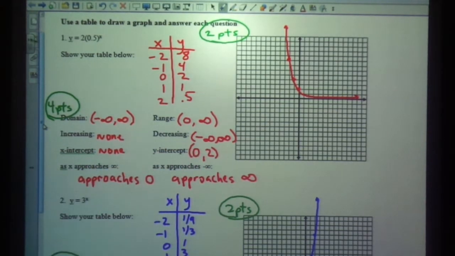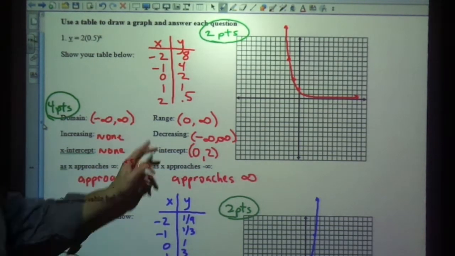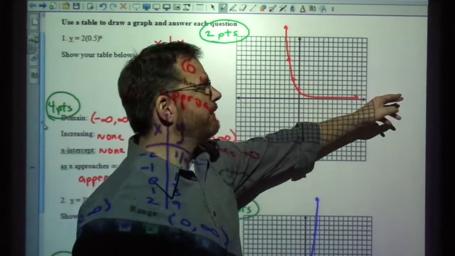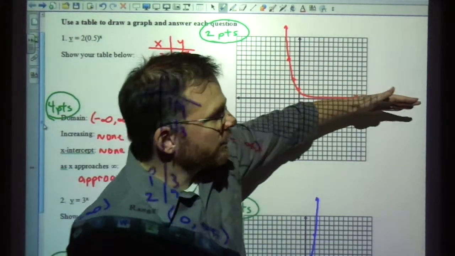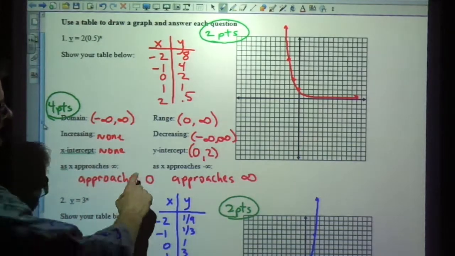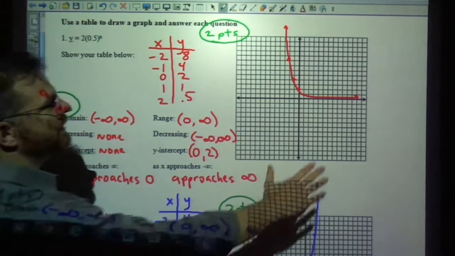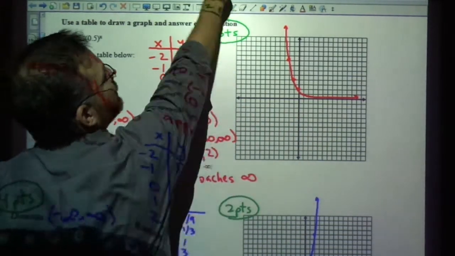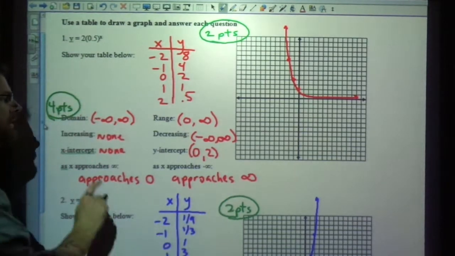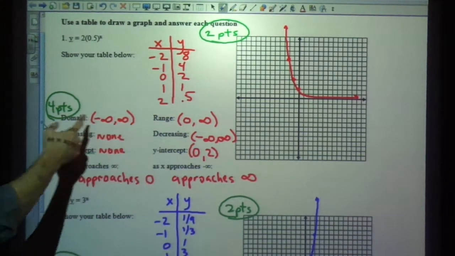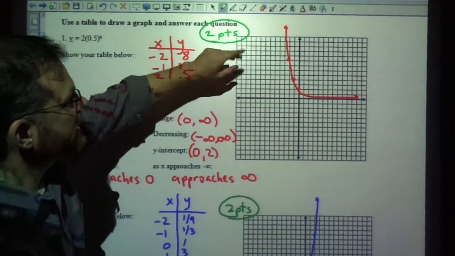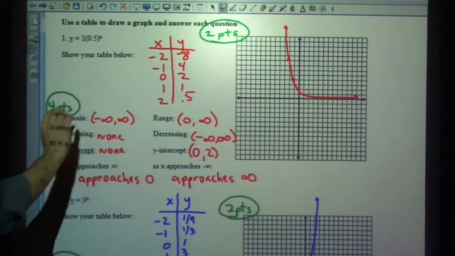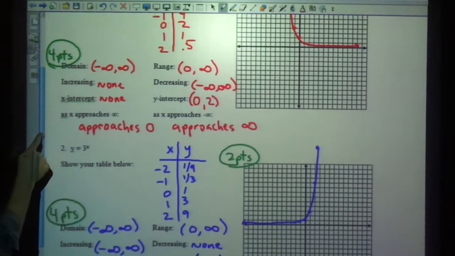As x approaches infinity, our graph approaches 0. Because as this is going farther and farther right, the graph is going closer and closer to 0. As x approaches -infinity, as it goes left, it shoots up and goes towards positive infinity. So here together, half a point each, a total of 4. The graph and table together make 2. So 6 points for the first problem.